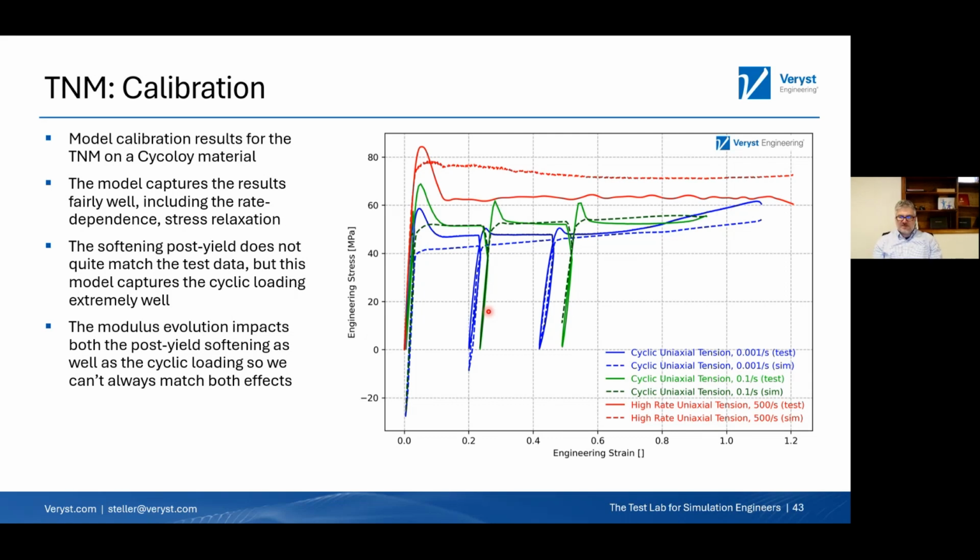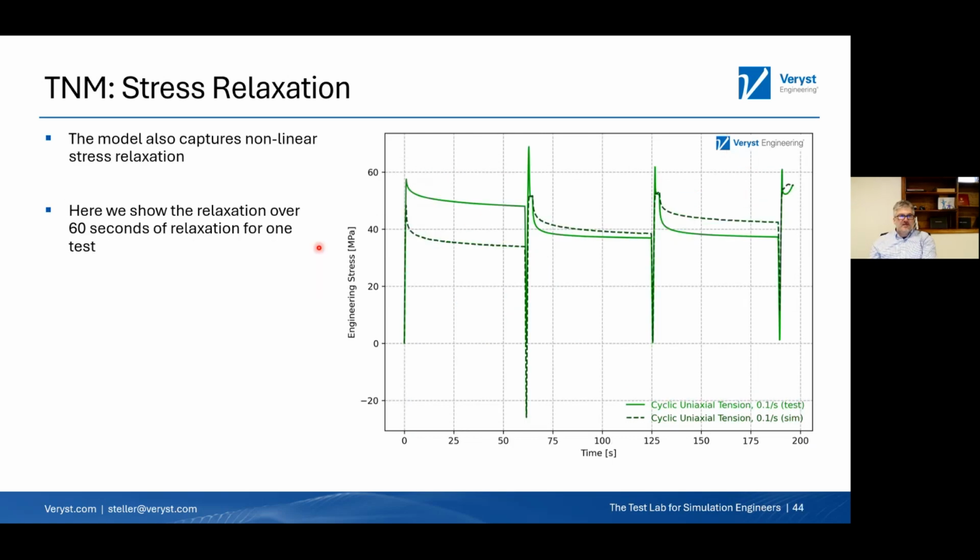There are more advanced models, but they aren't really built into finite element codes. You need to do something with user materials. So it's a little bit out of scope for today. But that's that. The three network model also captures stress relaxation. So you can see here that, in that one test, we're capturing the relaxation well. Again, it's a little soft at that first one, but overall, we're capturing the amount of relaxation fairly well over the 60-second relaxation holds that we did in this test.